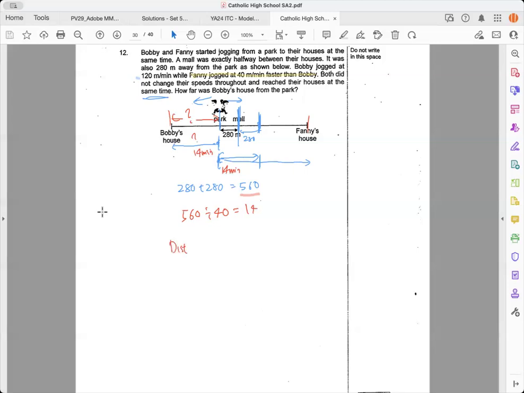Distance is equal to speed times time. We know Bobby's speed, which is 120. We know the time taken for Bobby is 14 minutes. So altogether, 120 times 14, 1680. So the answer is 1680 meters. Any question? Okay, no. Let's continue with question number 13.